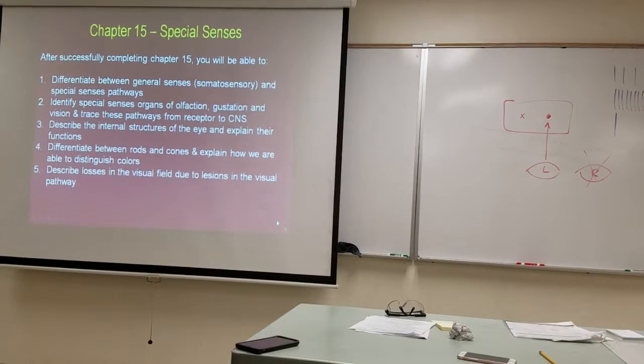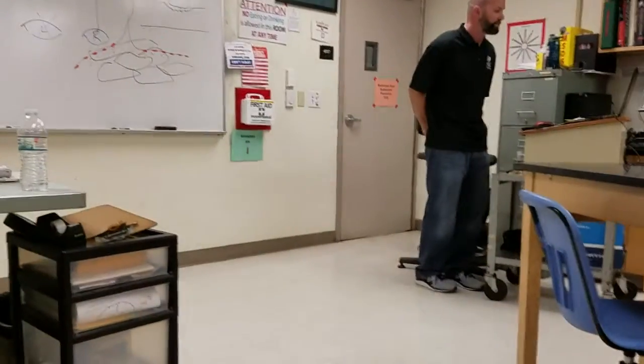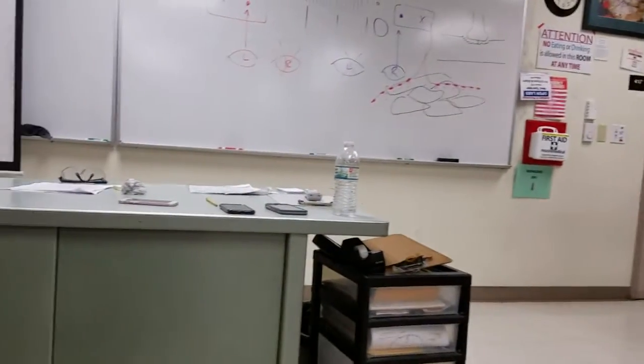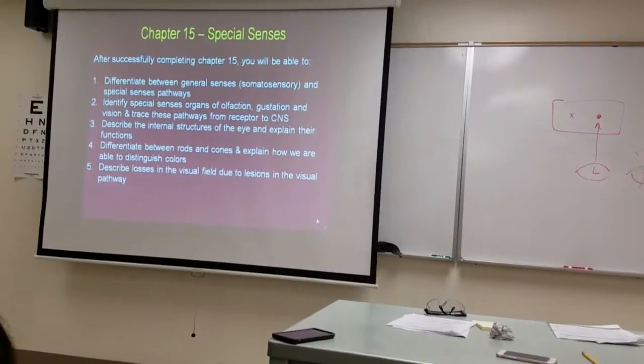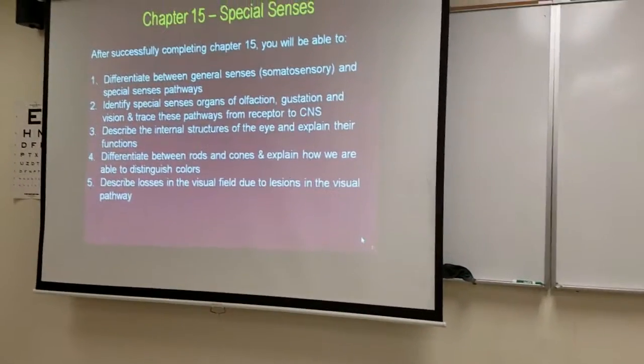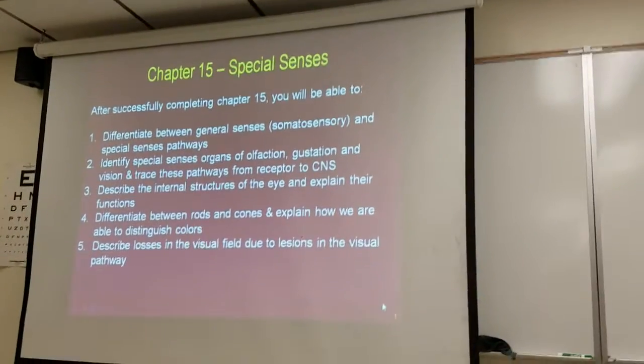So the objectives: differentiate between general and special senses. And we've talked a lot about this already. Identify the special senses organs of olfaction, gustation, and vision. So there's a little bit of anatomy. This will be on the clickers portion of the final. Describe the internal structures of the eye, more anatomy.